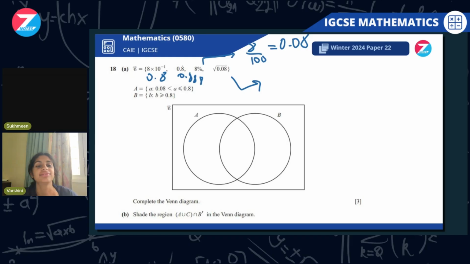Okay, again, root of 0.08. All you have to do is put this into your calculator, and you should get something like 0.283. We're going to round this off. Now for the values of A, it needs to be in between 0.08, which we did get over here. But remember, it can't be equal to 0.08. It has to be greater than 0.08. So this does not belong to A. And it also has to be smaller than or equal to 0.8. This one does belong to A. We can put A over here.